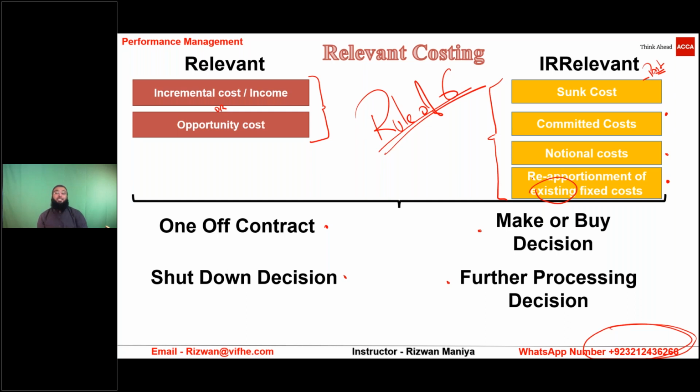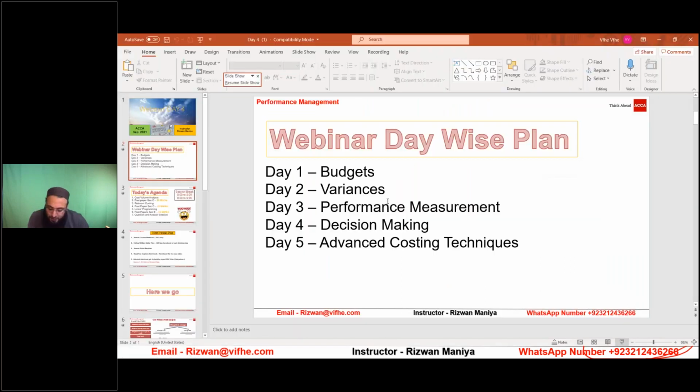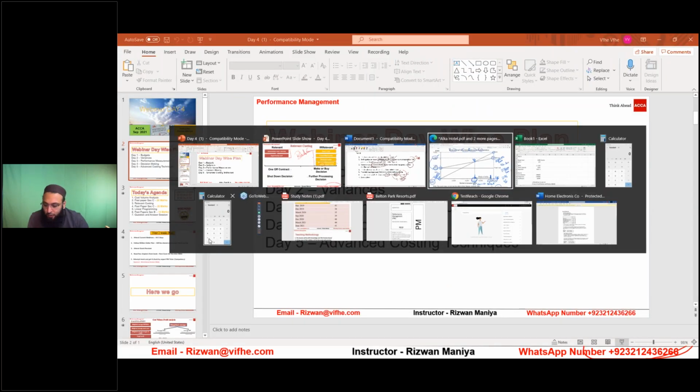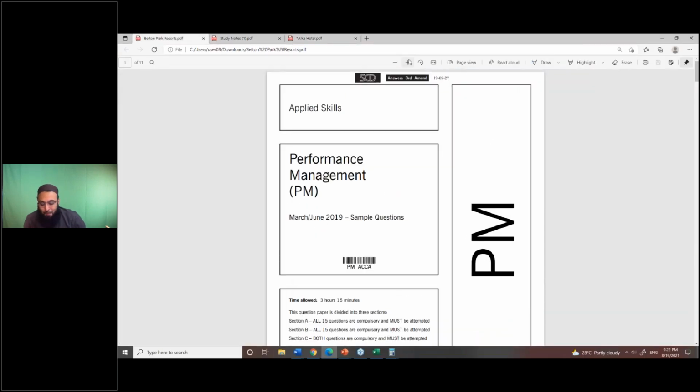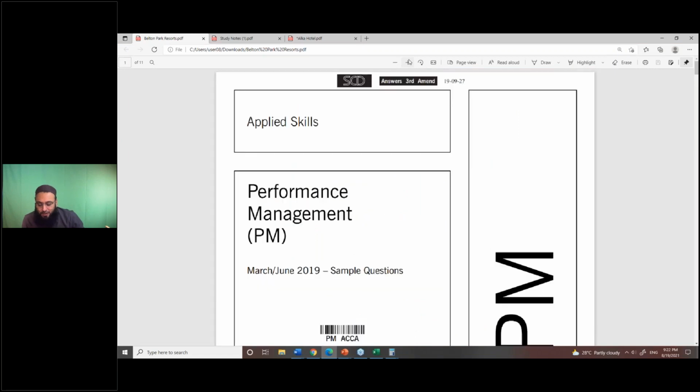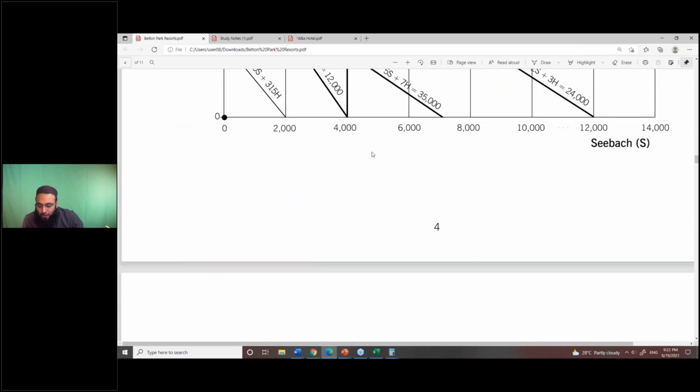So the rule of 6 is what you people have to keep in your mind. If you remember this, this is a game changer. Any question you can solve through the rule of 6. Let's start with a decision and see how this rule of 6 will provide the benefit. For that, the question that I've chosen today is Belton Park Resort, a very good question where you can openly use relevant costing principles.